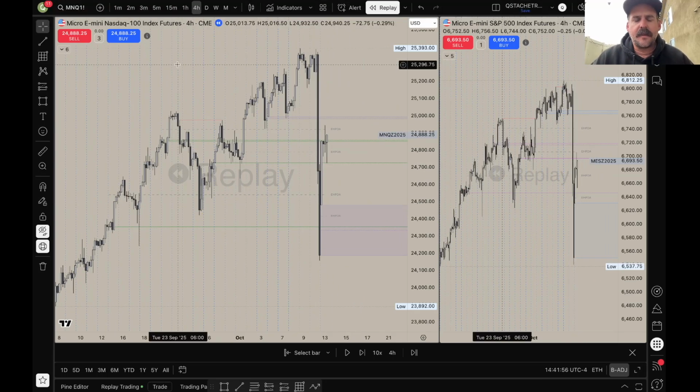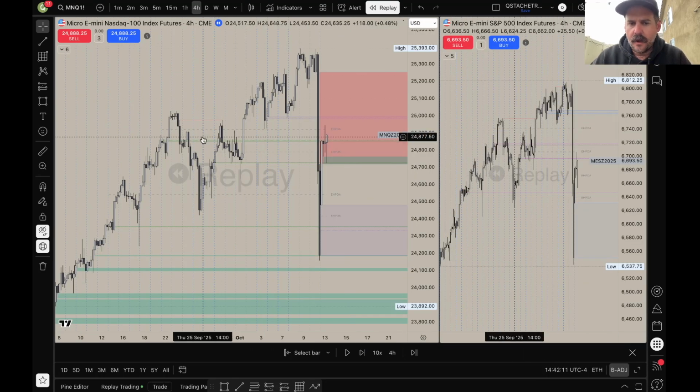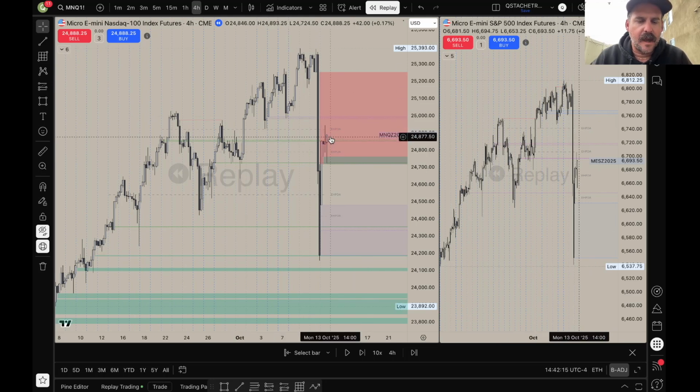Going into the day, the next thing I like to do after I get my overall bias is mark out all my imbalances, so all my fair value gaps on the 4-hour, 1-hour, 15-minute, and 5-minute. So I have an indicator that I built. It's just a fair value gap indicator. Whatever time frame you're on, it'll draw out all the fair value gaps at that time frame until the body of a candle on the same time frame completely closes through it.